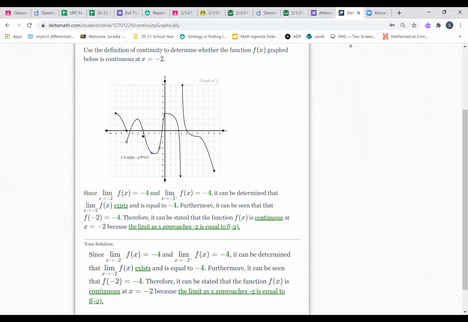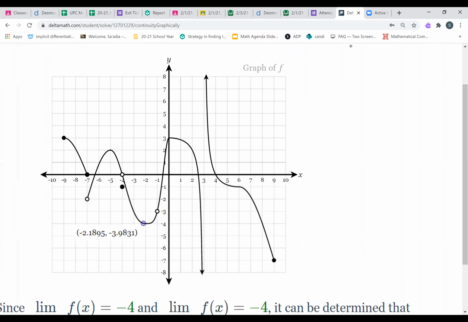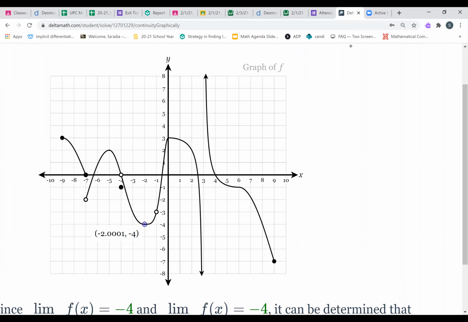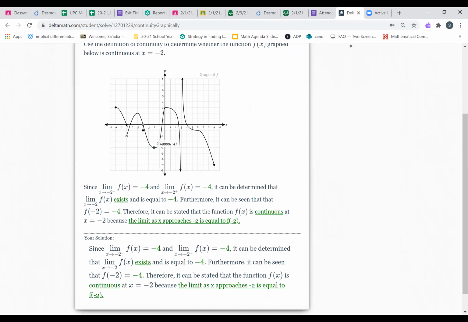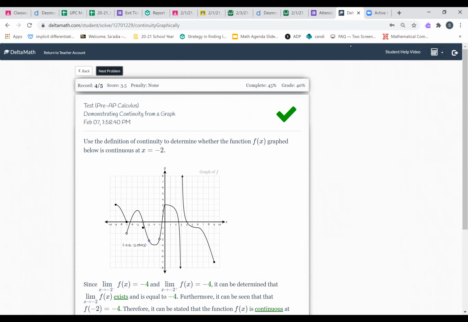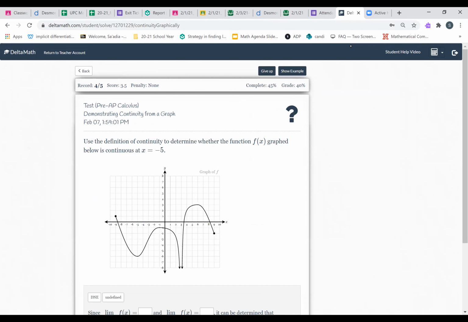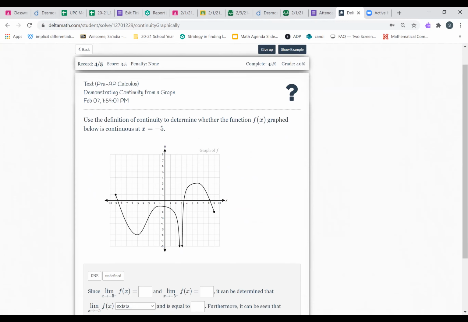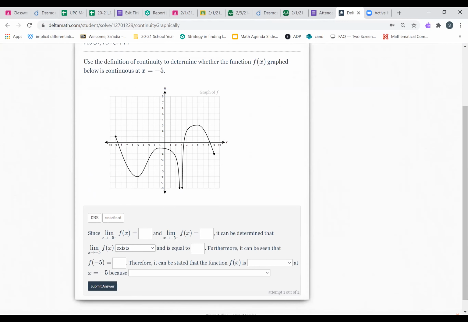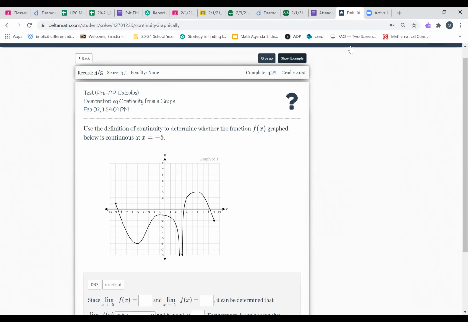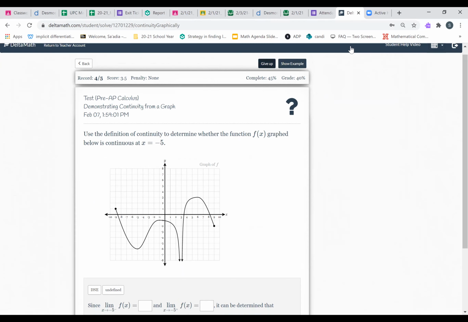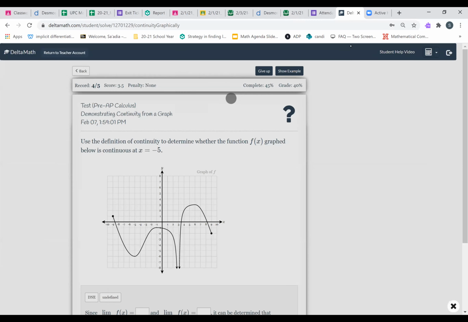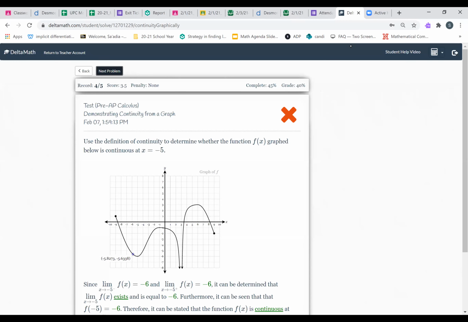And as you can see, Delta Math is slowly tracing to show you the limit from the left and is about to do the limit from the right. Remember, for limits, graphically, you're going to follow the line and only the line. This one says x equals -5, but I'm going to skip this one and find a different one because that one's similar to the last one.